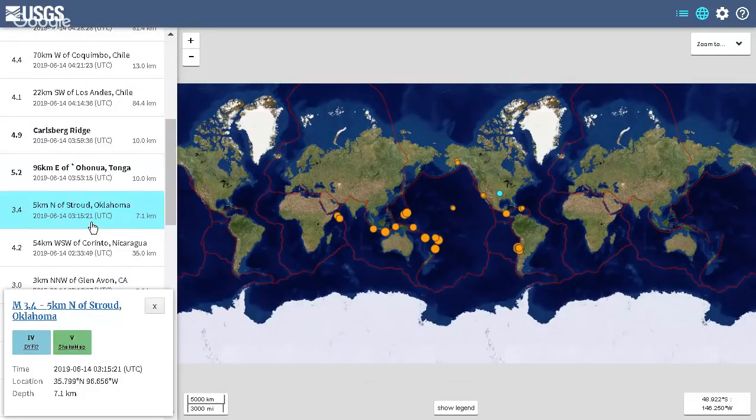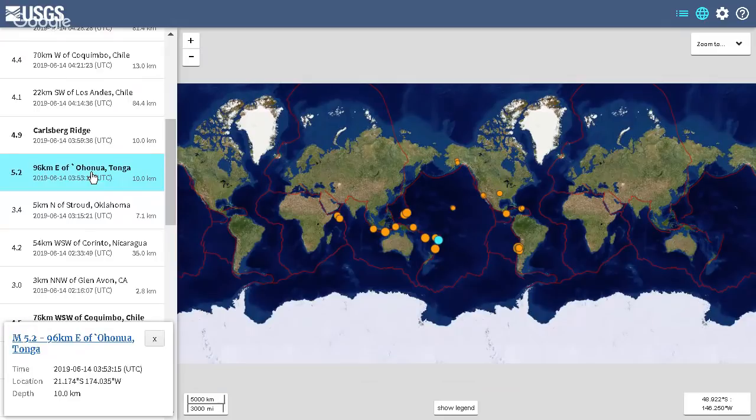There's a 3.4 in Oklahoma. Shout out if that's a frac quake. I'm not going to zoom in on it. Here's a 5.2 at Tonga.